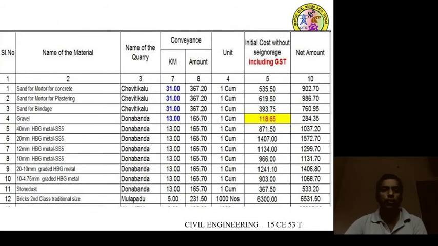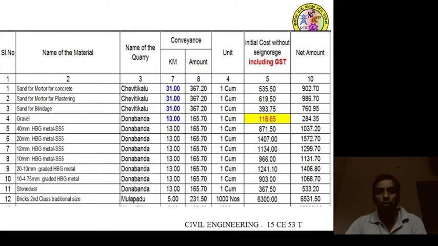This is the simple conveyance charges of different material. It will show the sand for mortar, sand for concrete, gravel 40 mm, 20 mm jelly, 12 mm jelly, 10 mm jelly, stone dust. The nature of material will be mentioned in one column and the name of the quarry. It also shows the conveyance distance in kilometers from the site to the quarry, which is 31 kilometers.